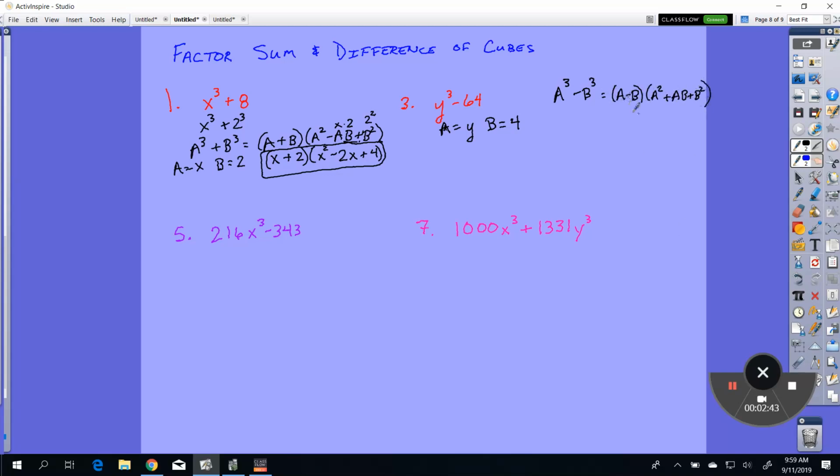So take a minute, you fill it in now, and then we'll check your work. So you're going to replace all the a's with y, all the b's with 4. So replace this a with y. So y minus 4, a squared, so we're going to have y squared, a times b, so that's y times 4, which we just write as 4y, and b squared, so that means we have 4 squared, which is 4 times 4, which is 16, and that's our answer.